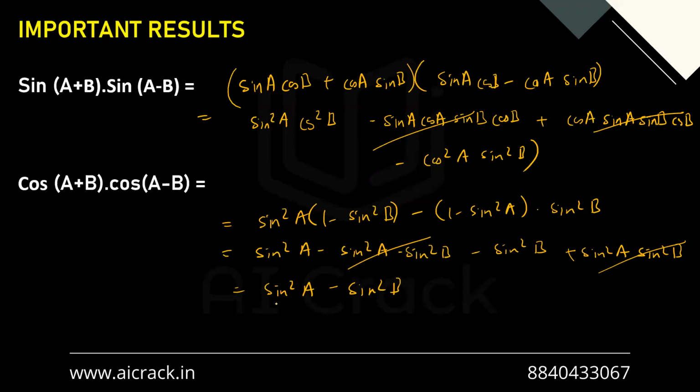So we are getting the result sine square A minus sine square B, which more or less looks like a square minus b square if we do a plus b, a minus b. So you can recall this particular formula, and you might be able to remember this one as well, right? So it's more or less similar to that one, but that's just applicable for the sine formula, sine of A plus B dot sine of A minus B. It's not applicable for cos of A plus B dot cos of A minus B.